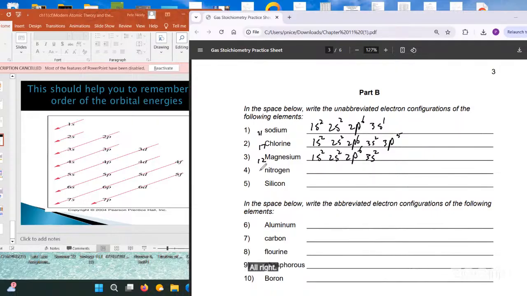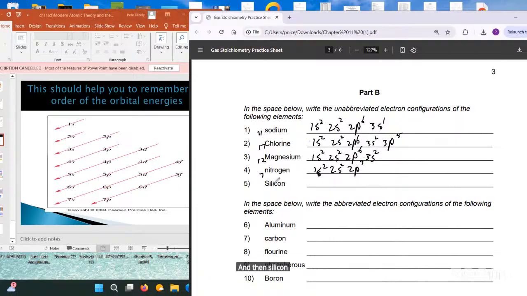Okay, nitrogen. What's the atomic number of nitrogen? 7, right? So it will be 1s2, then 2s2, 2p3, exactly.